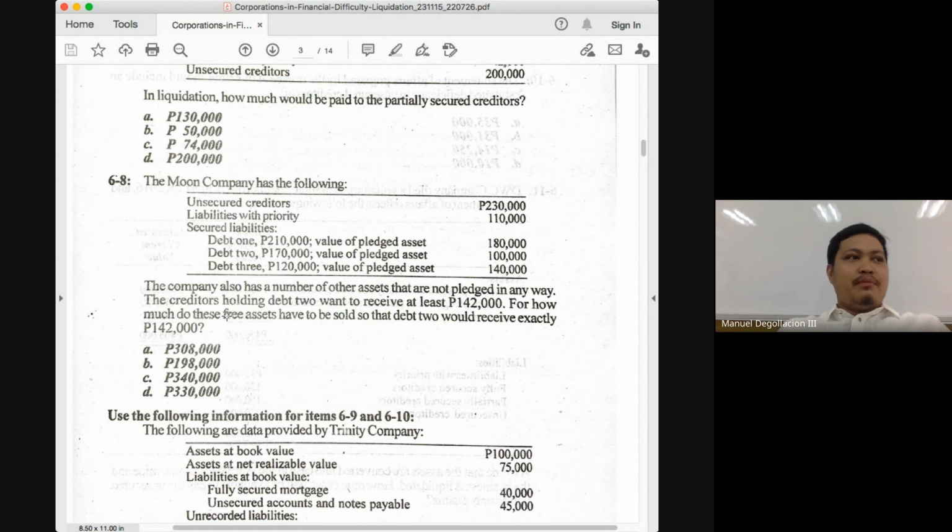No, because remember when computing for the amount that will be received by partially secured creditors, the amount that will be multiplied with the recovery rate will only be the unsecured portion. How much then is the unsecured portion for debt 2? 70,000. How much aside from the unsecured portion will be paid? It will be paid 100,000.